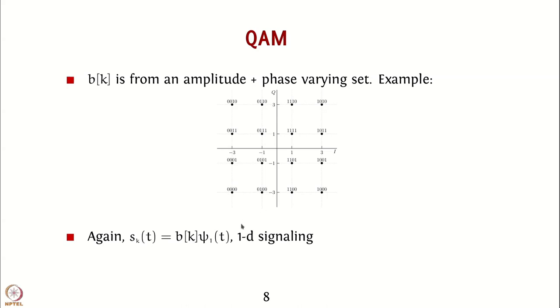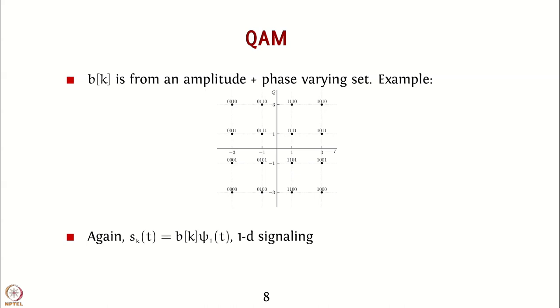In this case as well, we are still performing one dimensional signaling. Your psi 1 is related to g_TX of t and b_k is one of these 16 symbols. Therefore, you can assume that you have one signal as the basis signal, and these b_k are essentially values that are taken by this signal, and these values essentially with magnitude and phase convey the bit information.